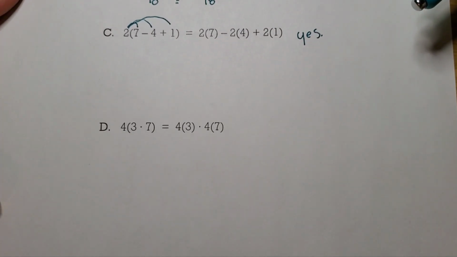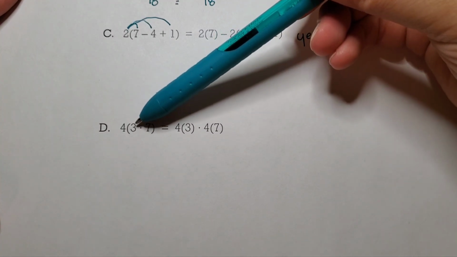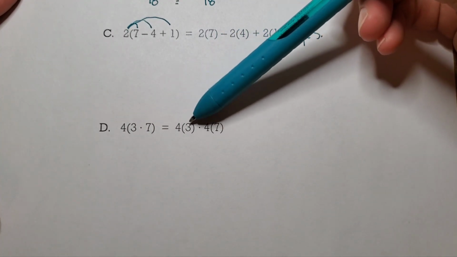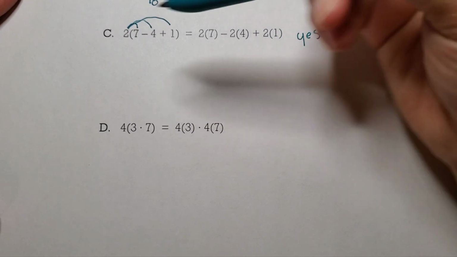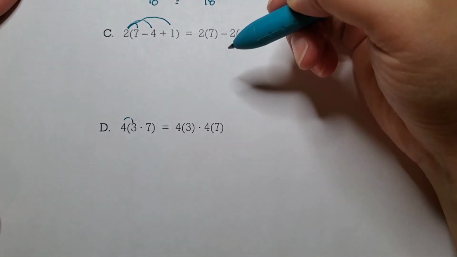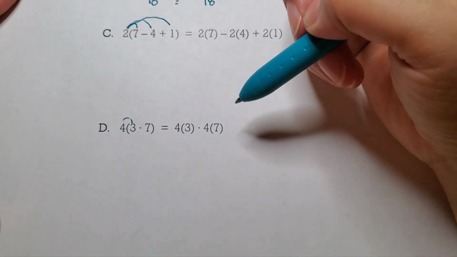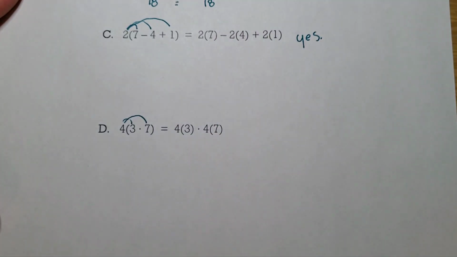Let's look at one more. So I've got 4 and then 3 times 7 in parentheses. And I've got 4 times 3 times 4 times 7. So it looks like we did 4 times 3, 4 times 3, brought over our times, and distributed to the 7, 4 times 7.